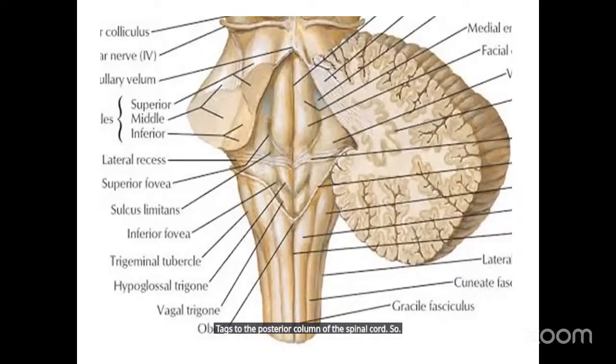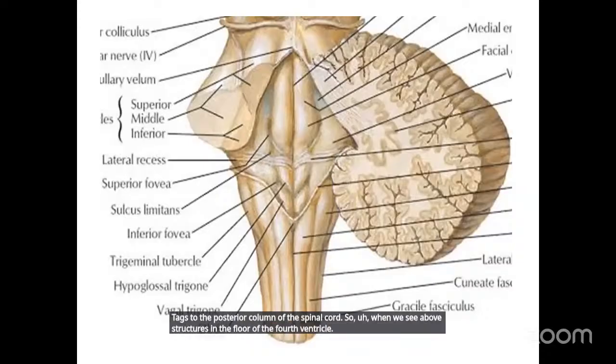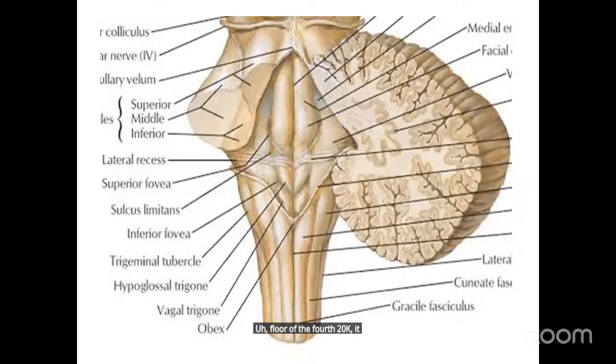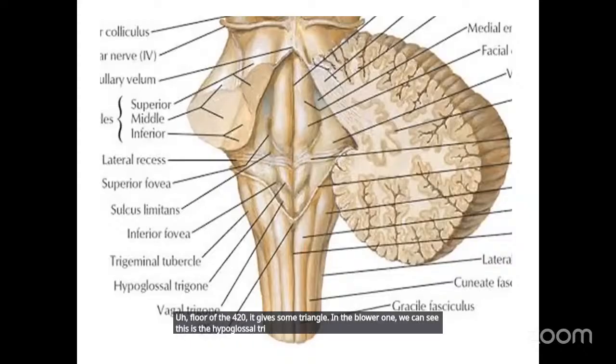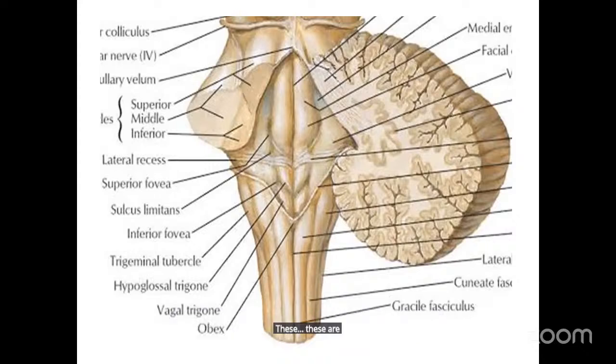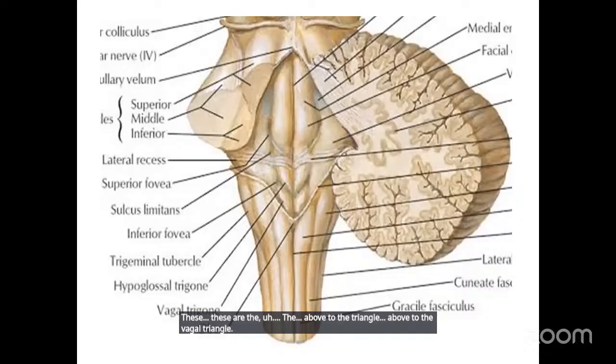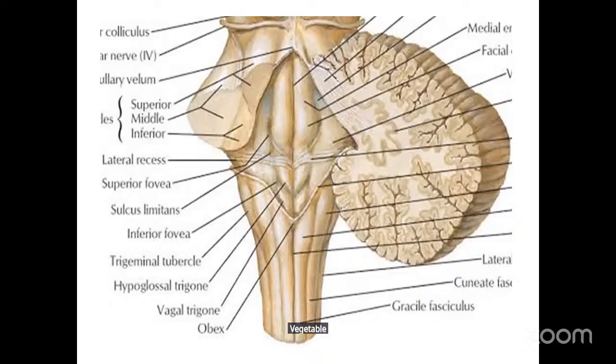So when we see the above structures in the floor of the fourth ventricle, it gives some triangles. In the lower part, this is the hypoglossal triangle, and above it, this is the vagal triangle. Then superiorly, above the vagal triangle, on either side bilaterally, these are the vestibular triangles. These are the structures.